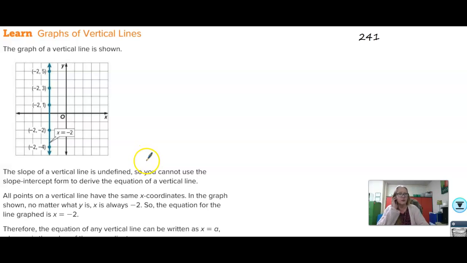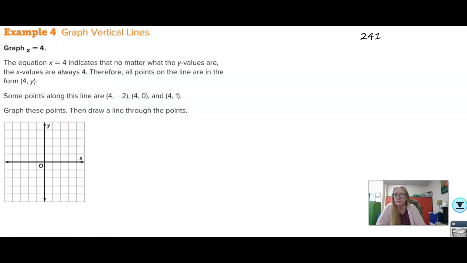Therefore, it renders it impossible to represent a vertical line using slope-intercept form. You always just write it x equals, and then this number is the number that all the x coordinates will be in the vertical line. Notice all the x coordinates in this one are -2, so this is the line x is equal to -2. Okay, these are vertical lines.